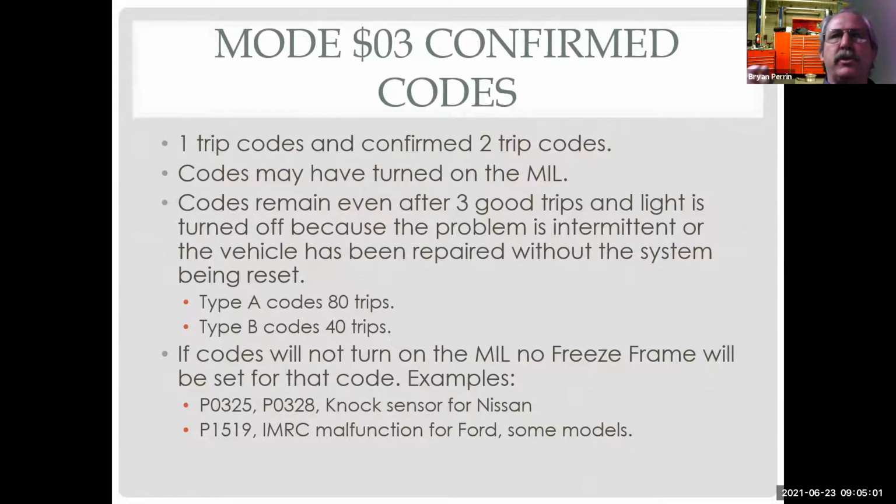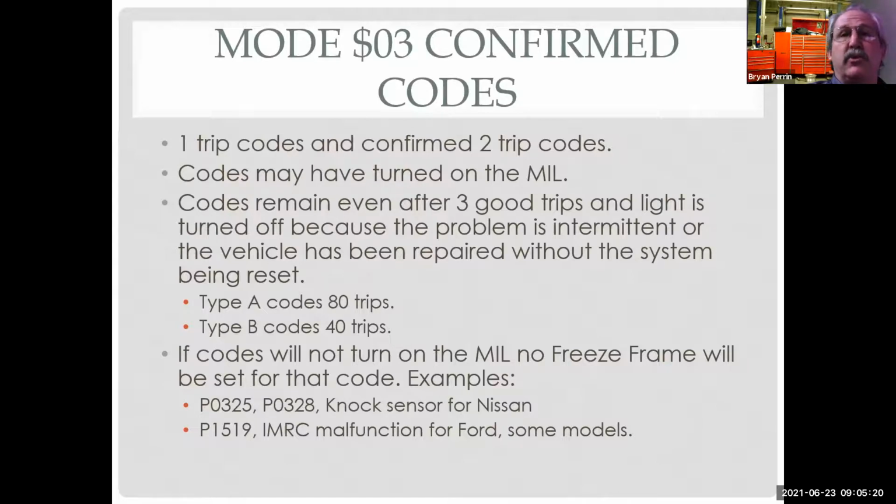How do I know this? Because I understand that in order to turn the check engine light on, it has to be able to set freeze frame. And I worked on a car that I got this P1519 code into mode 3. Check engine light wasn't on and there's no freeze frame. That means what? It's a type C or D code. That wasn't documented in anything I was able to access.